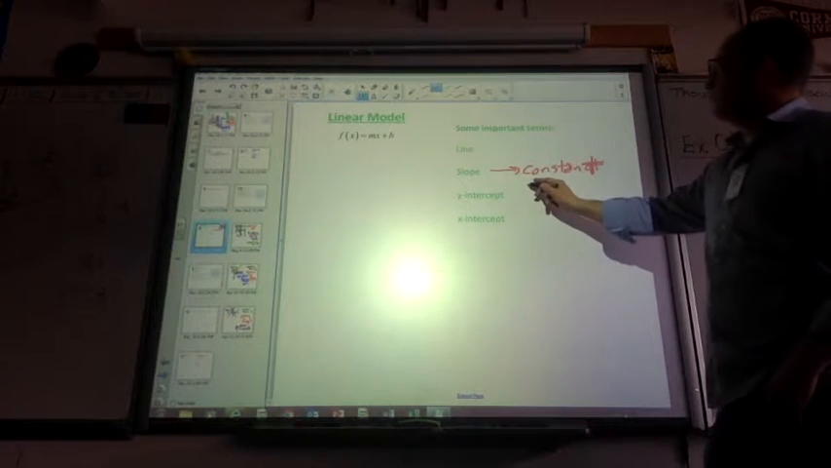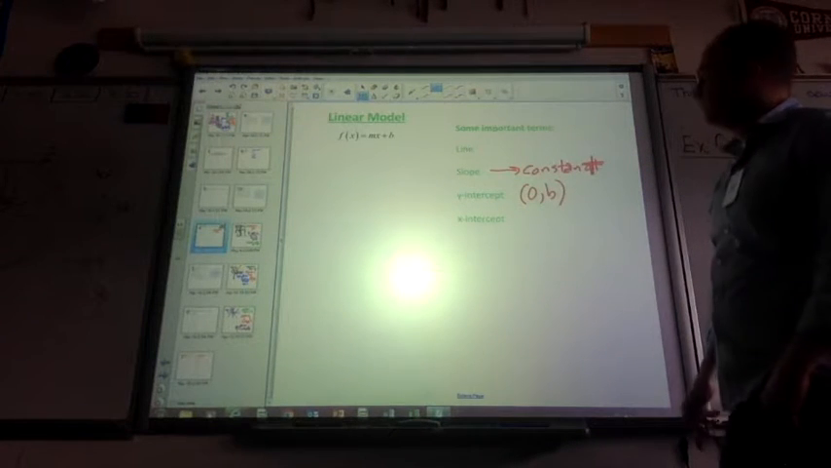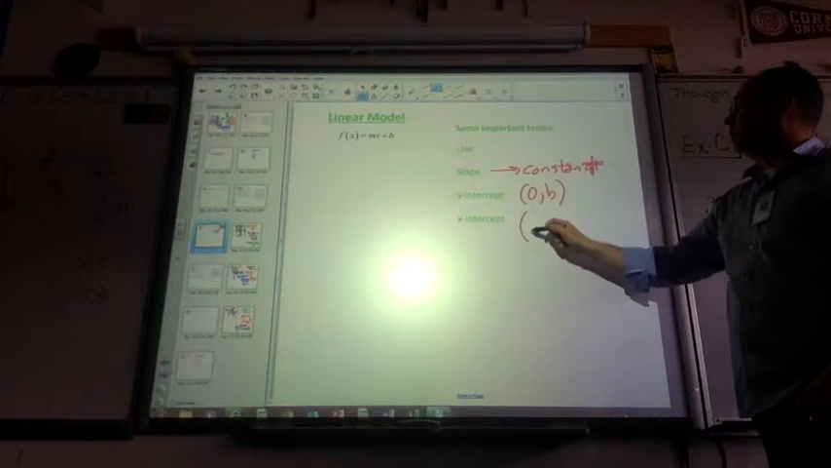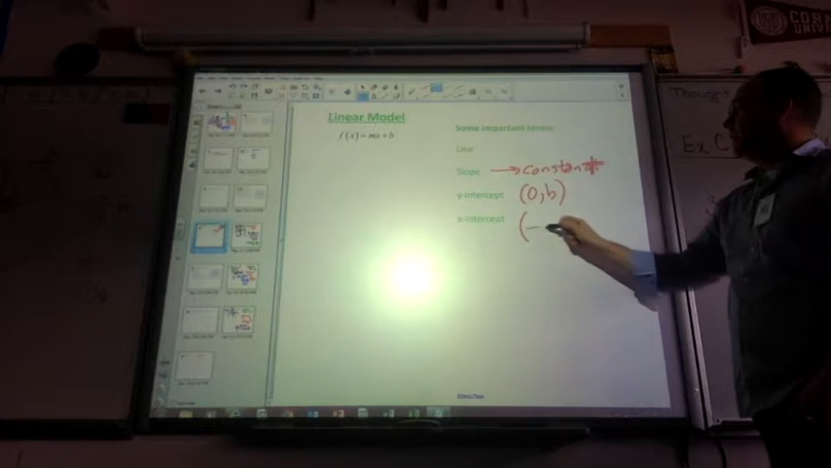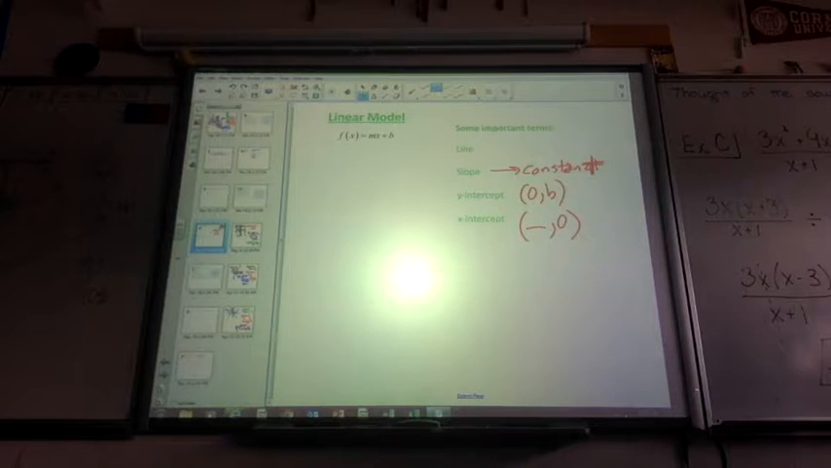The y-intercept is always 0, b, so whatever the b value is, means you plug 0 in for x, and then the x-intercept means you're plugging in 0 for y and solving for x. Cool. May I move forward? Yes. Are we happy? So linear, dude, we're like so back to August.